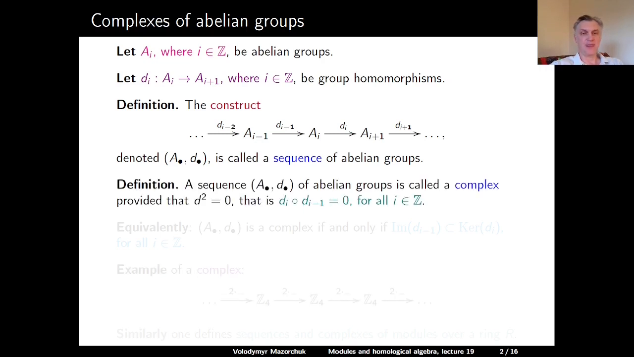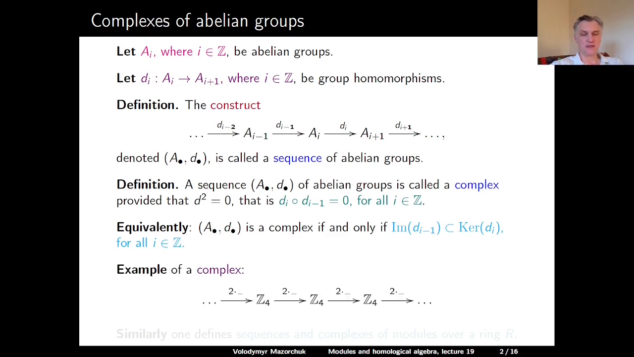Next definition: a sequence A_•, d_• of abelian groups is called a complex of abelian groups, provided that the square of the differential is 0. Which means that if we compose d_i after d_{i-1}, we get 0 for all integers i. Equivalently, A_• is a complex if and only if the image of d_{i-1} belongs to the kernel of d_i for any integer i.